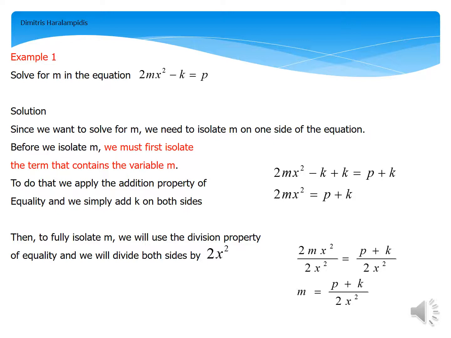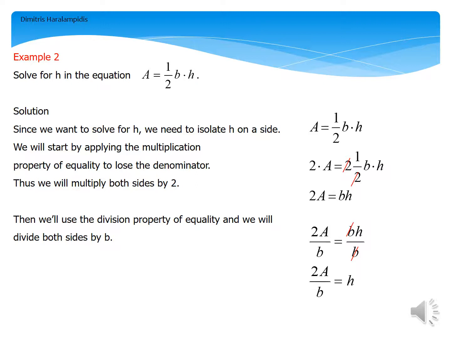Now, to fully isolate m, we will use the division property of equality, and we will divide both sides by 2x squared. By doing that, we write that 2mx squared over 2x squared equals p plus k over 2x squared, and after some simplifications, we get that m equals p plus k over 2x squared.